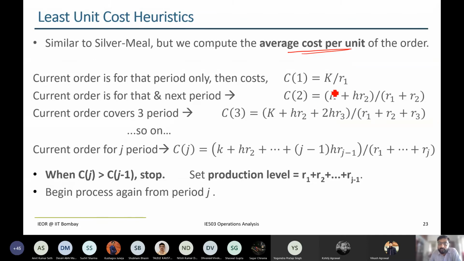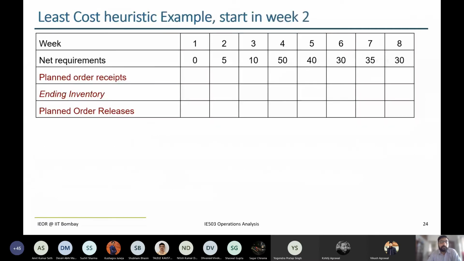If you see the expression, the numerator is the same, but the denominator now includes the size of the order. Here it is R1, R1 plus R2, and R1 plus R2 plus R3, etc. So that is the least unit cost heuristic. We'll reinforce it by solving an example and taking a look at it. Once again, we'll start in week 2. So starting in week 2, I need to determine this y. Again, just write it: R1, R2, R3, R4, R5, R6, R7.